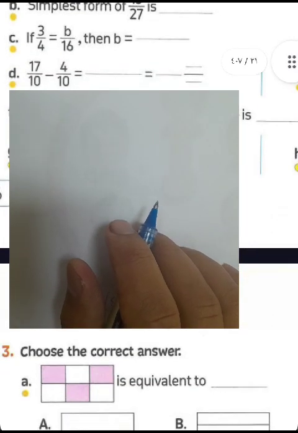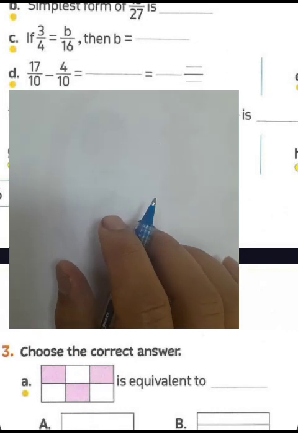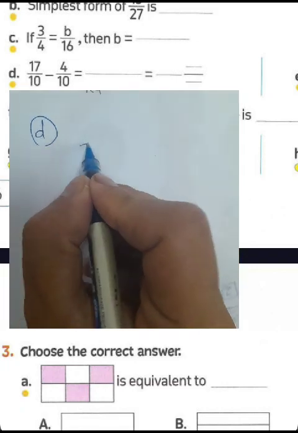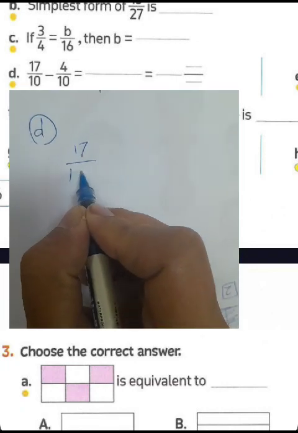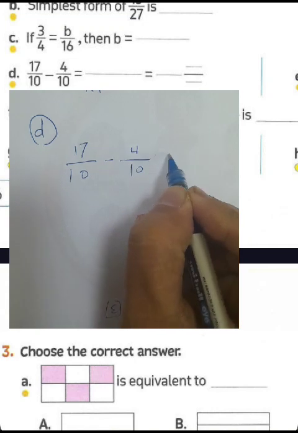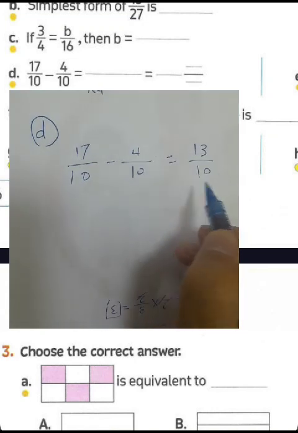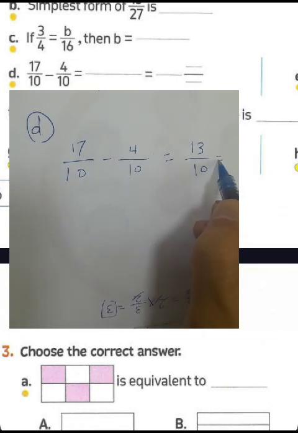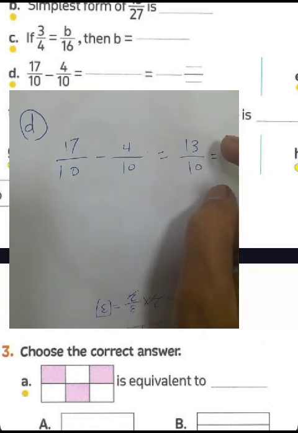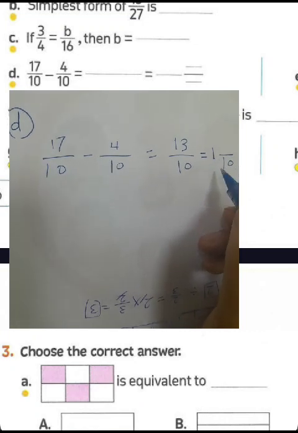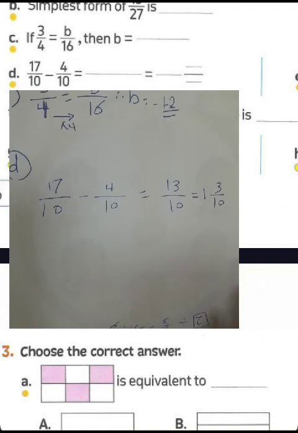Question letter D. We want to find the difference between two fractions. 17 over 10 subtract by 4 over 10. We can write 10 in the denominator, and 17 minus 4 will be 13. 13 over 10, you can simplify it because it's improper. You can convert it from an improper fraction to a mixed number. Write 10 in the denominator. 1 times 10 equals 10, and the remainder 3. The result will be 1 and 3 over 10.